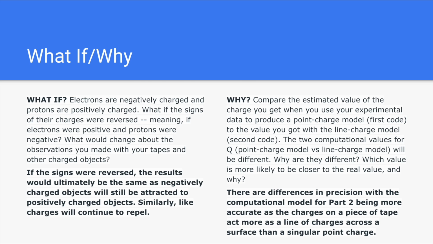Now, the charge calculated from the computational model for part 2 was significantly larger in magnitude than the one from part 1, because the line charge model is a lot more precise and a lot more accurate. In real life, when we're looking at a piece of tape and there's a bunch of charges on it, it's more accurate to say that it's distributed in a line of charges across the surface rather than a singular point charge in the center.